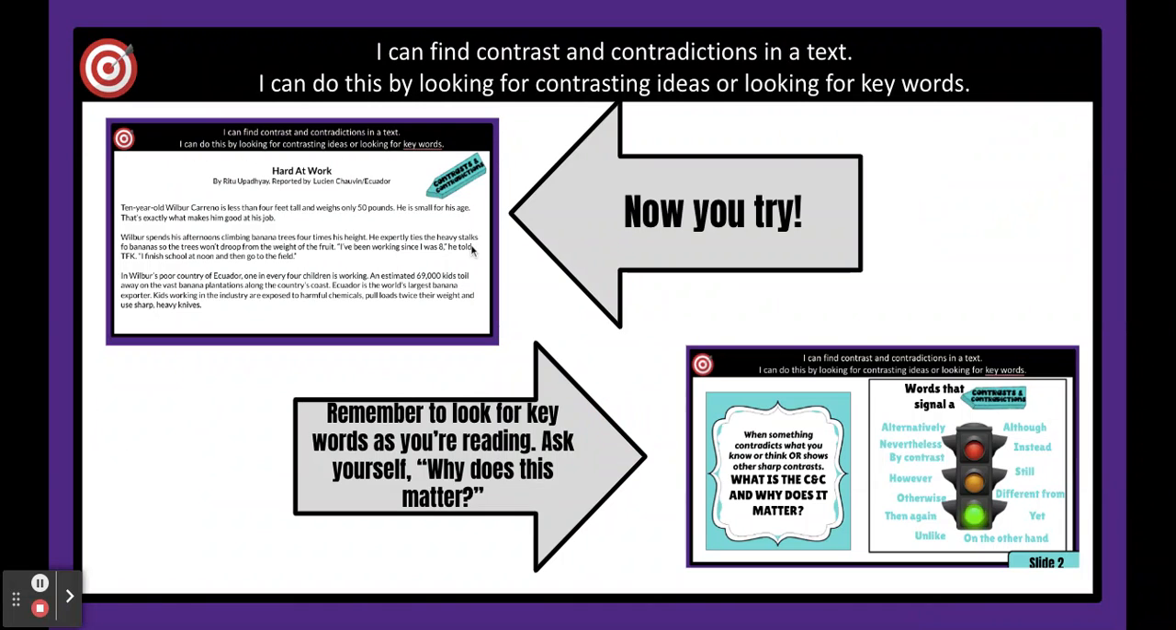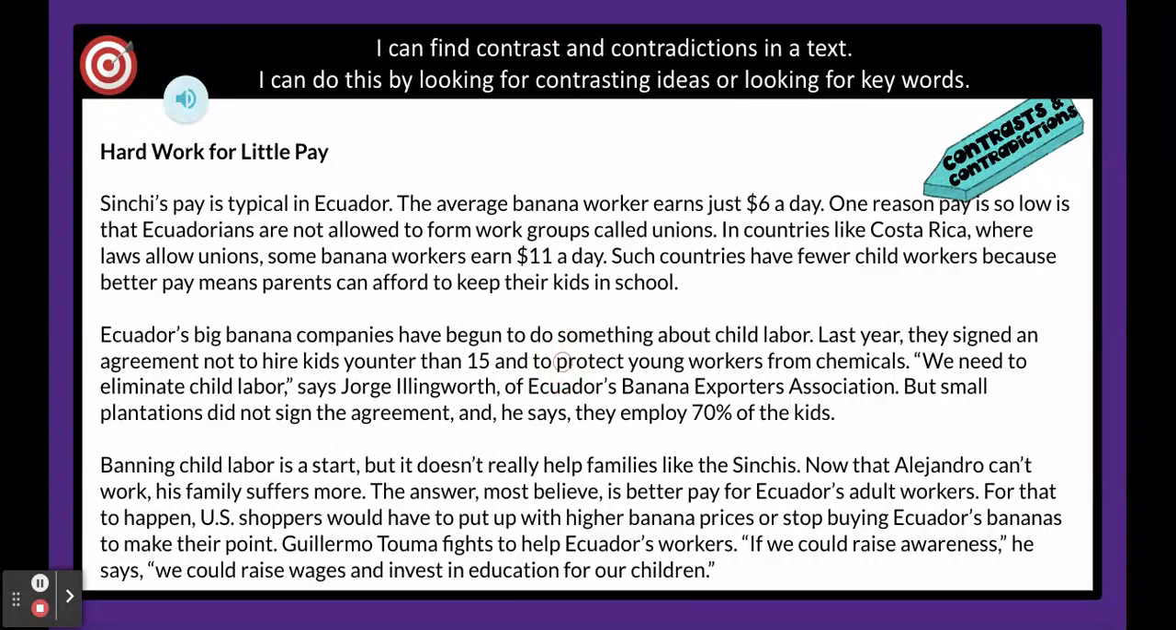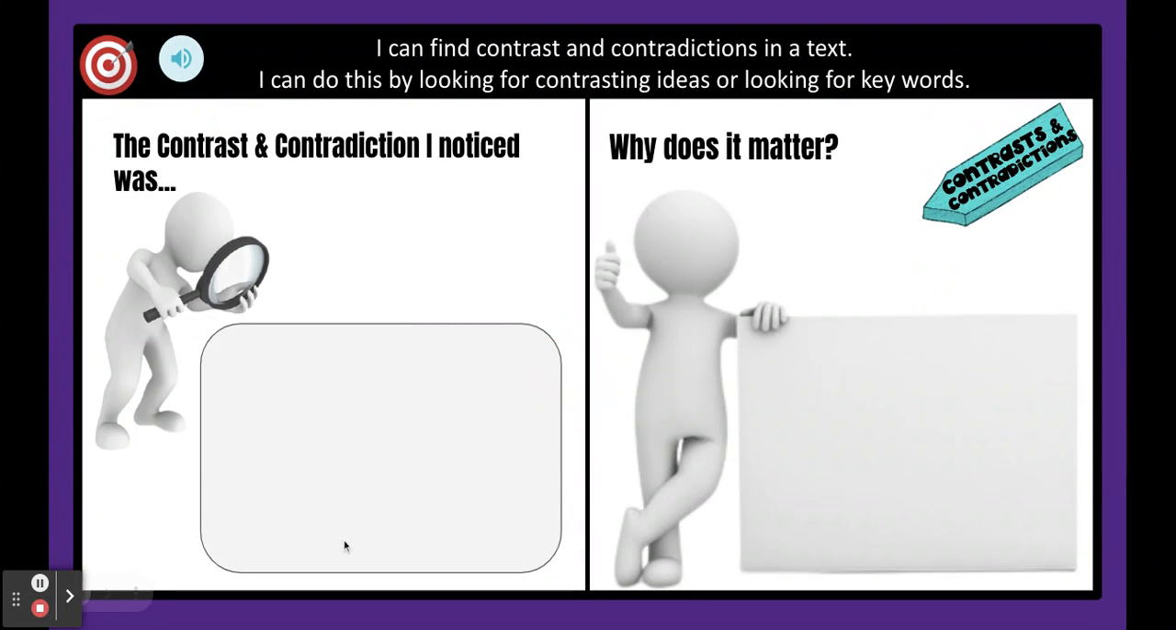All right. So now you're going to try it. You're going to read in your digital notebook the Hard at Work text that's there, and you're going to look for contrasts and contradictions. Look for those key words, right, as you read, and ask yourself, why does this matter? There are audio buttons if you would like. It's a shorter text, so read through it, right? And then jot down the contrasts and contradictions you noticed, and then jot down why it matters. Turn in your digital notebook when you finish.